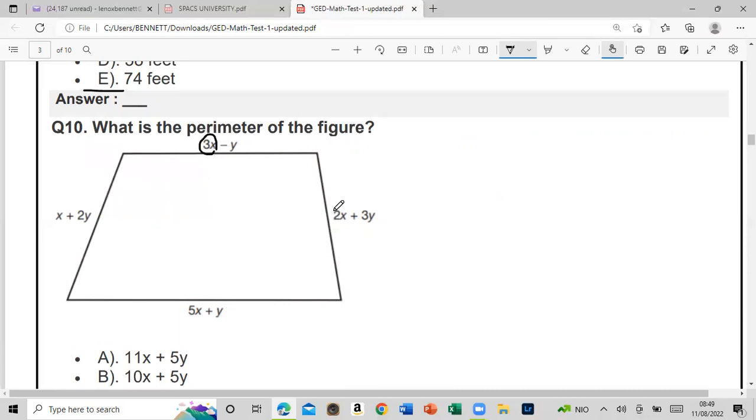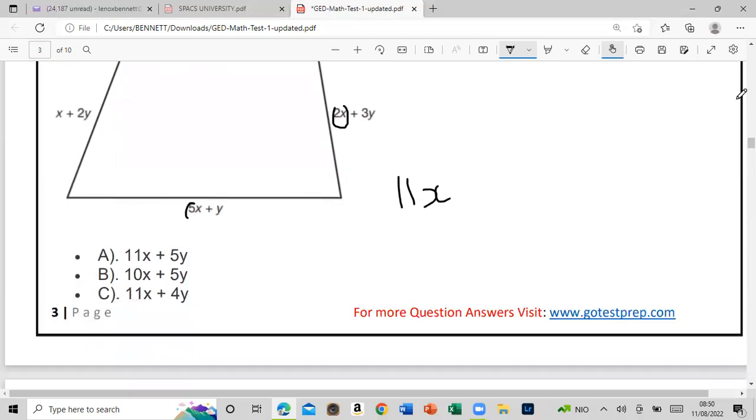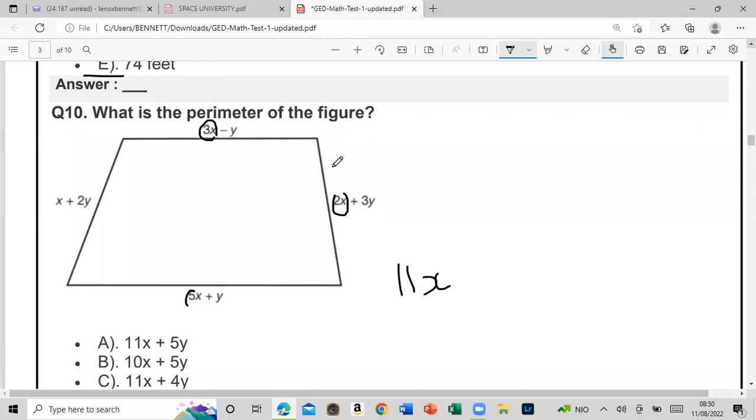So 3 plus 2, that's 5x, plus that 10x, so that's 11x. Let's see if there's another one with 11x. If there's only one option with 11x, oh, we have the 4y there. Alright, hold on. We'll work out the y part. If it was the only one that has 11x, you could go right away. But let's look at this now.